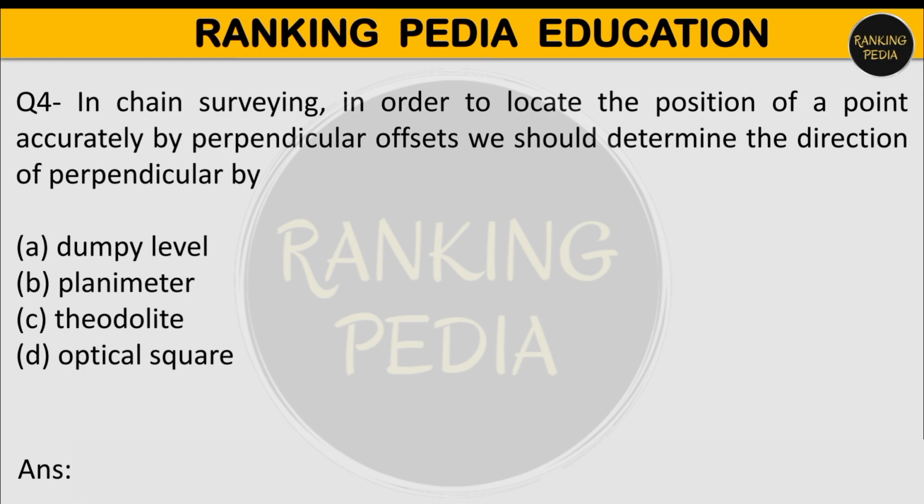Next question is, in chain surveying, in order to locate the position of a point accurately by perpendicular offsets, we should determine the direction of perpendicular by. Your options are dumpy level, planimeter, theodolite, or optical square. So which one is correct? So you have to answer this. So that is your optical square. Option number D is correct.